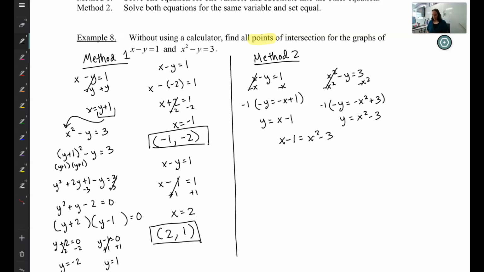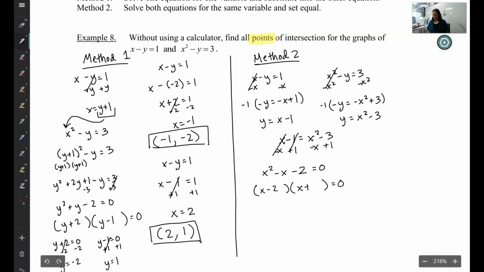Let's take everything to the same side. So minus x's, add 1s. So I got x squared minus x minus 2 equals 0. From here, you can factor again, quadratic formula, whichever one you like. It should factor into x minus 2, x plus 1. Set them both equal to 0. Solve. So I get x equals 2 and x equals negative 1.